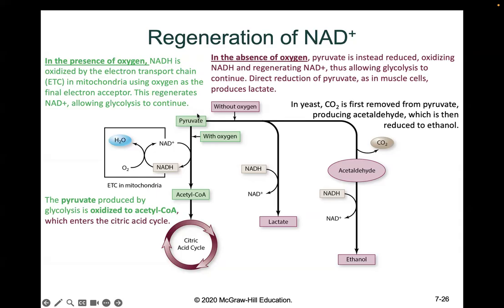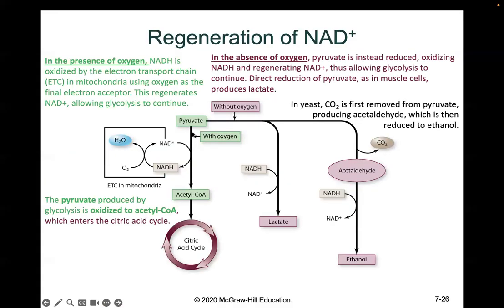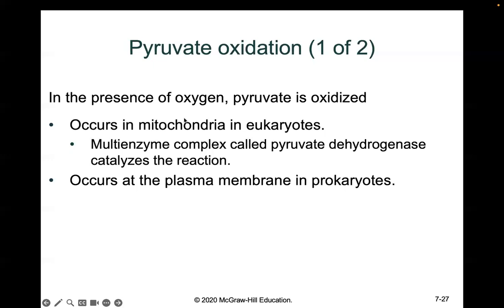So now I'm going to dive more into what happens when you have oxygen, because that's the most important part. Now when we break down pyruvate, we can oxidize it further and further. That happens in the mitochondria in eukaryotes. Prokaryotes do not have a mitochondria, so this still happens in the plasma membrane. So please remember this: in eukaryotes, when we oxidize pyruvate, this has to happen in the mitochondria.